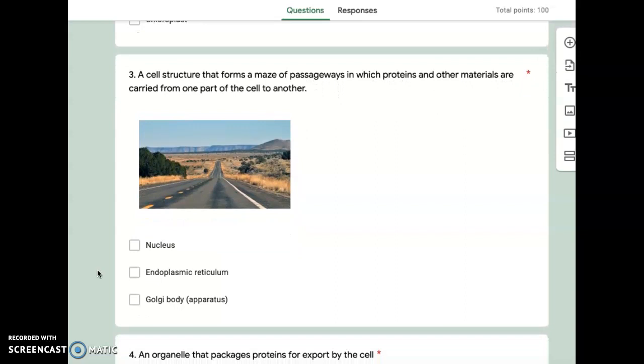Number 3. A cell structure that forms a maze of passageways in which proteins and other materials are carried from one part of the cell to another. Nucleus, endoplasmic reticulum, or Golgi body apparatus?